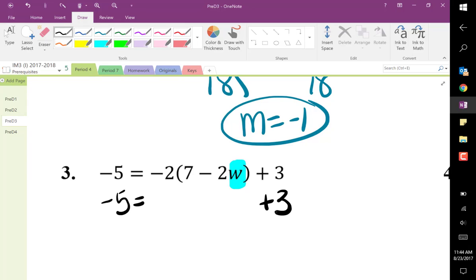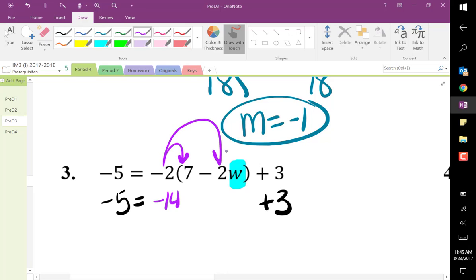But now what do I do first? What's that called? Distribute. Very good. So I have -2 times 7, which we all know is beautiful. Then I have -2 times a -2w. Good. For what? Very good. You guys think fast.